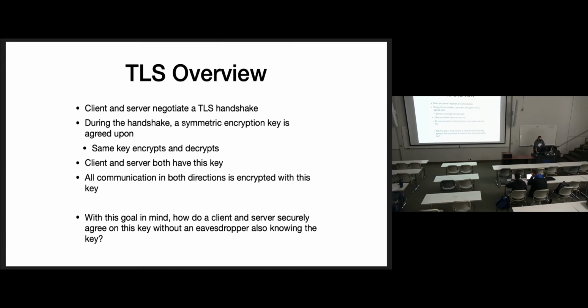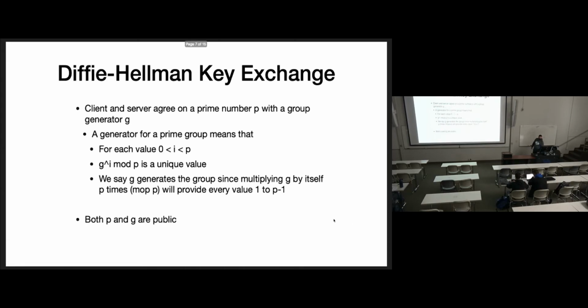During this handshake, we're going to agree on a symmetric encryption key, which means that we have one key, as opposed to a public-private key, a public key encryption system. TLS is going to negotiate a symmetric key which is going to encrypt and decrypt. The client and server are both going to have that symmetric key, and they're both going to encrypt and decrypt with that same key. So what we need is for a client and server to agree on this symmetric encryption key, and that's what the handshake is going to do. We have the goal of securely agreeing upon that symmetric key.